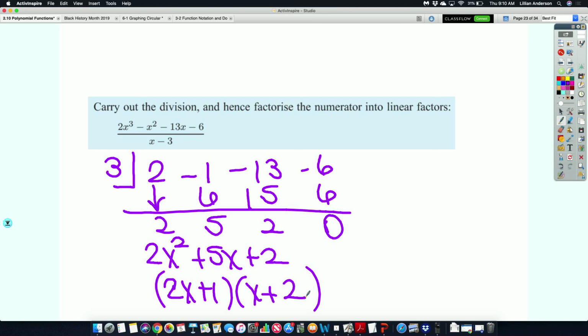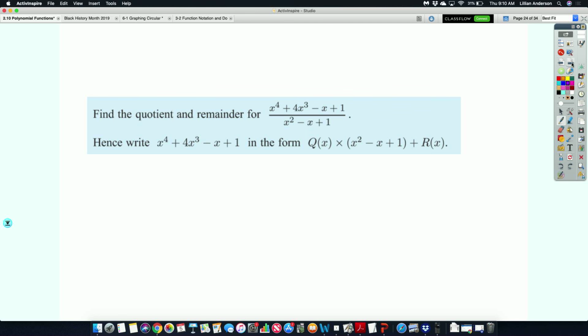Since it said to hence factorize the numerator into its linear factors, both of these are linear factors, and the last one is x minus 3. Very good. Let's take a look at this one. We're going to find the quotient and the remainder for this polynomial division, and then write it in that respective form.